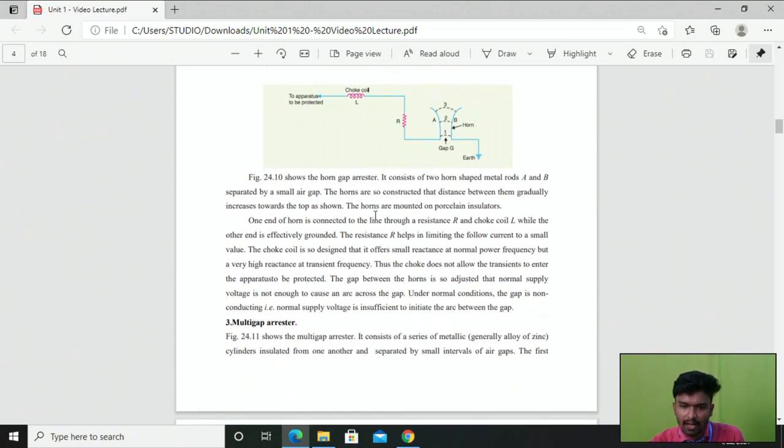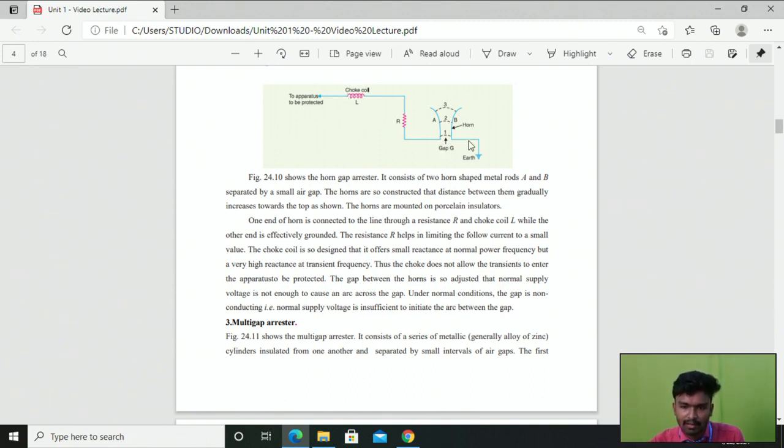The horns are mounted on porcelain insulators. These two horns are insulated on the porcelain insulators, right? One end of the horn is connected to the line through a resistance R and then the choke L, while the other end is effectively grounded. Now you can look at this diagram. Here one end of the horn gap is connected to the line through the resistance. So here we have a line, which is connected to the apparatus to be protected. This one end, the metal rod A, is connected to the transmission line through the resistance R and then the choke coil L, right?